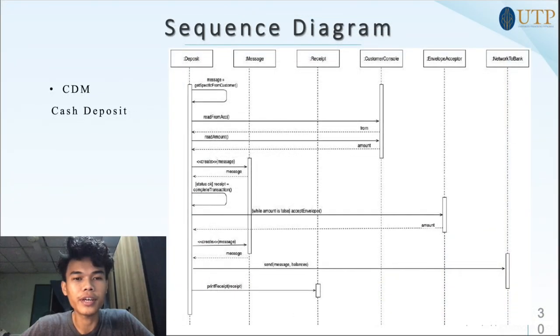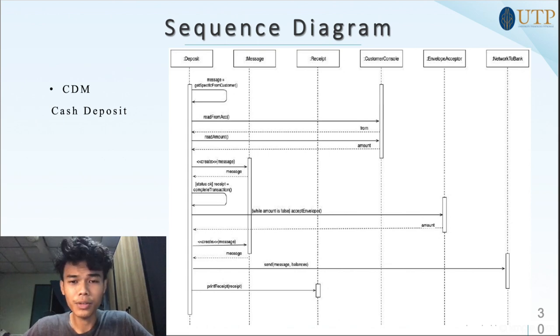As for the sequence diagram of the cash deposit functionality, it starts from getting the information of the specific customer, and then it will get the input from the customer about the account that it's going to be deposited into, and the amount also. And then it will create a message as a record, and it will send it to the message class. And then it will check whether the status is okay, and then it will change the receipt variable to the return result of complete transaction.